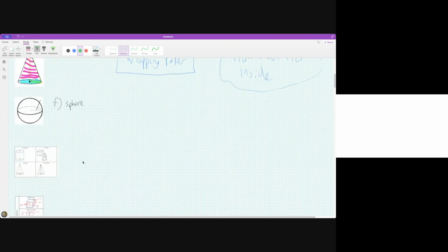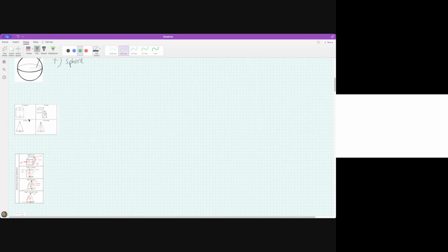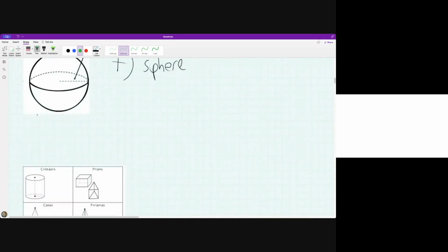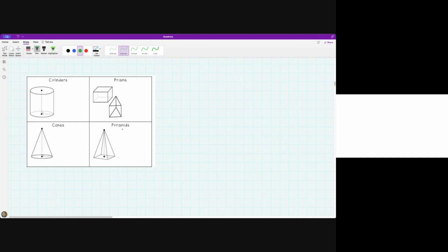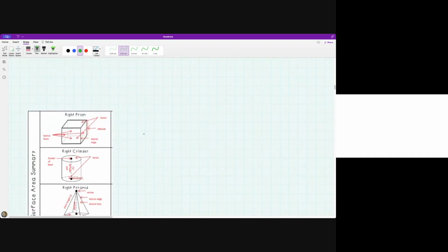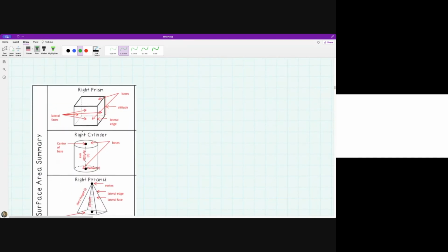Okay, so just some more vocab. There we go. You can see the shapes here. These are the cylinders, the prisms, the cones, and the pyramids. All good. Just some fancy words. We talk about the base of a shape. So this is kind of the base, and then the lateral faces, and then the height.